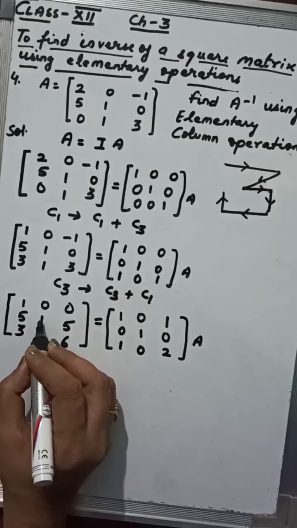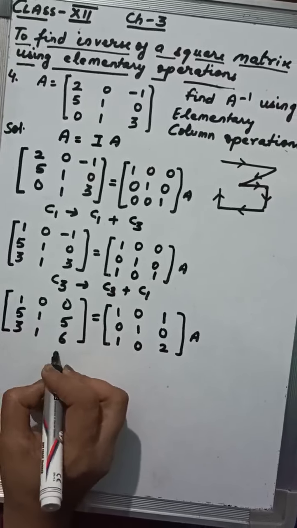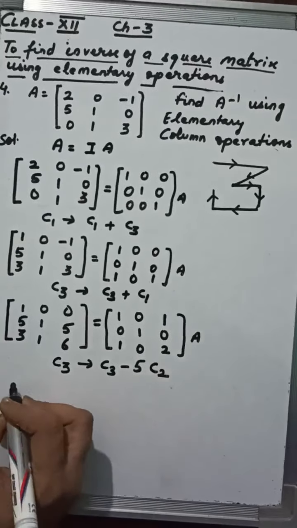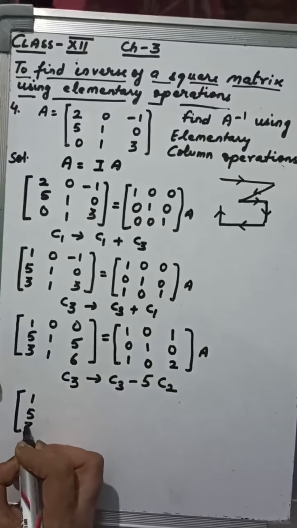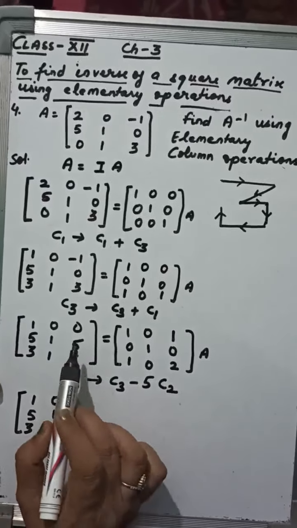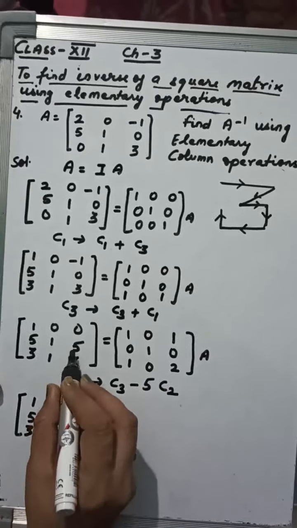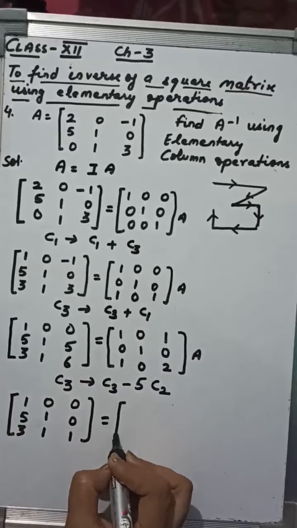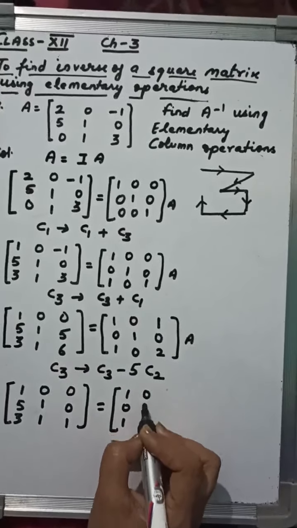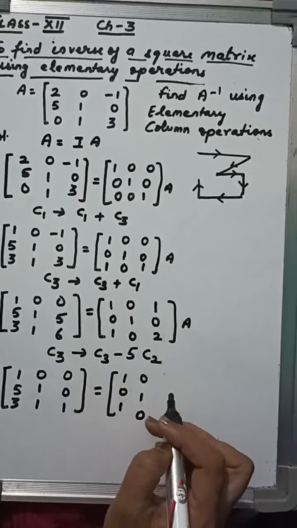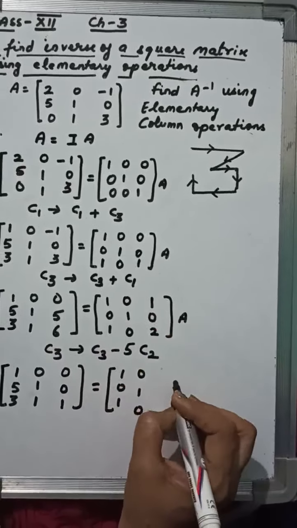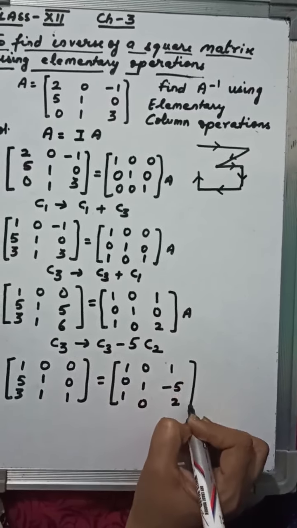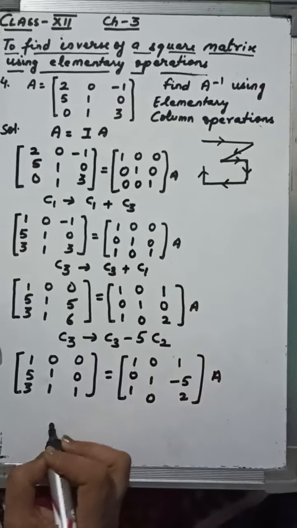So multiply the second column by 5 and subtract from the third column. So apply in C3 minus 5 C2. So first column as it is, second column as it is, 0 minus 0, 0, 5 minus 5, 0, 6 minus 5, 1. The same operation is applied on the other side. 1 minus 0, 1, 0 minus 5, 2, 2 minus 0, 2, A as it is.